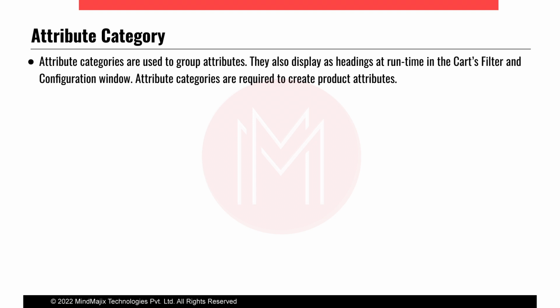We are again going to see it in the card so we can understand it better. This also displays a heading at runtime in the card's filter and configuration window. Attribute categories are required to create product attributes. Without an attribute category, we will not be able to create an attribute. So it's a must to define the attribute category first and then the attribute.